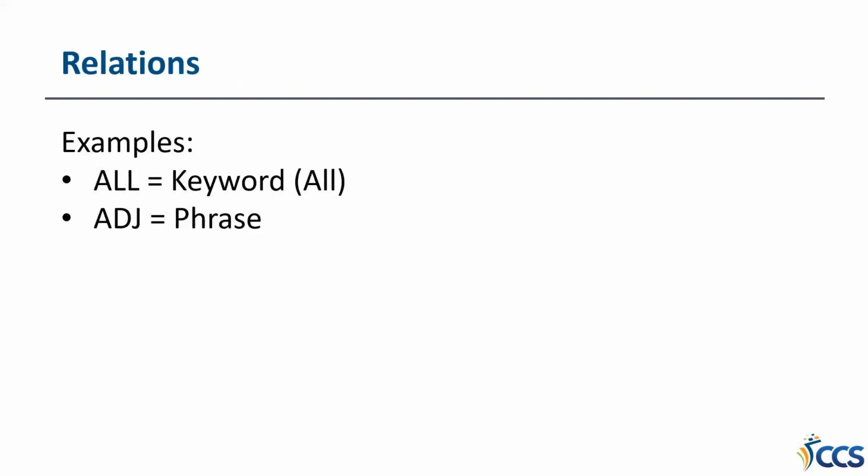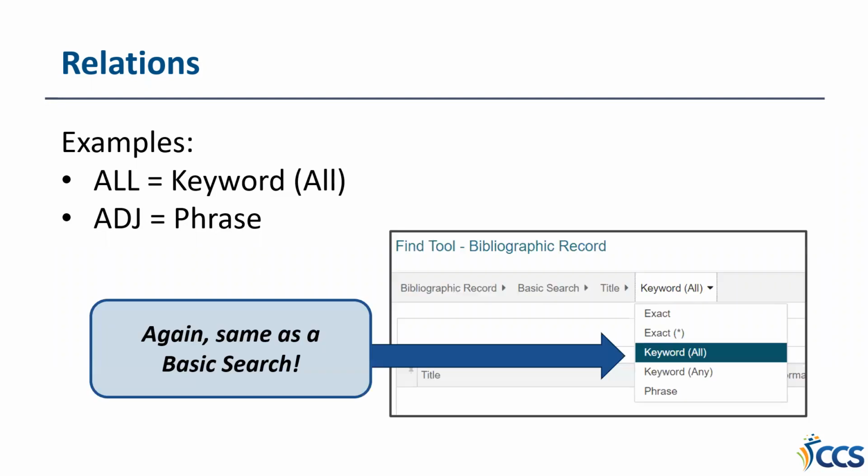We also apply relations when searching an access point, which again is going to look familiar because they are already part of our basic search setup. We just learned that relations are used to tell the find tool how to apply our search terms, like a keyword all search or a phrase search.